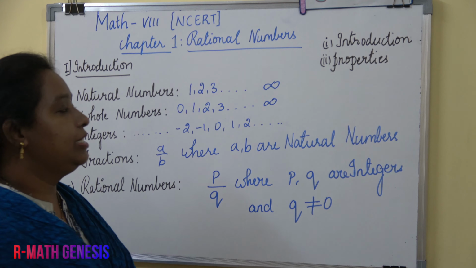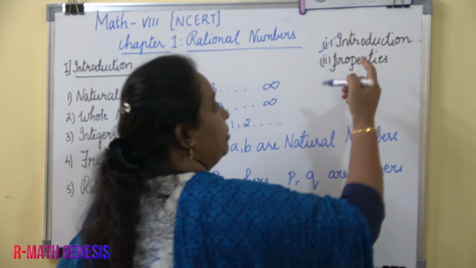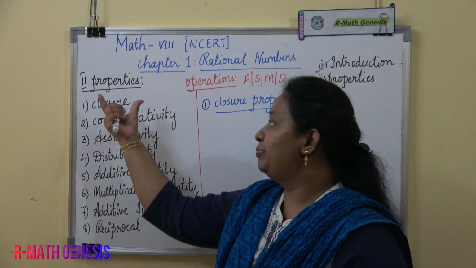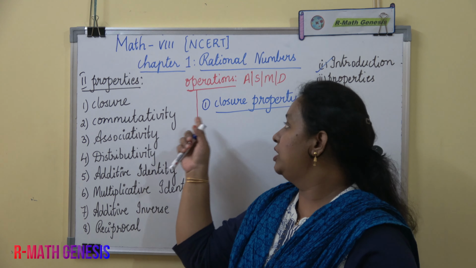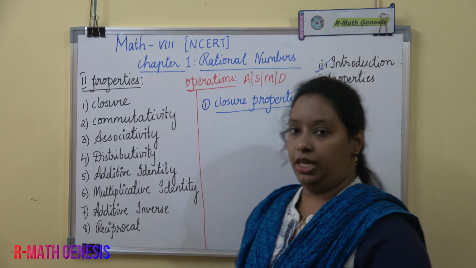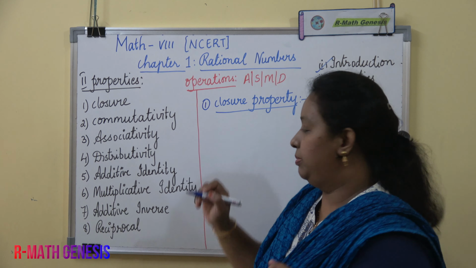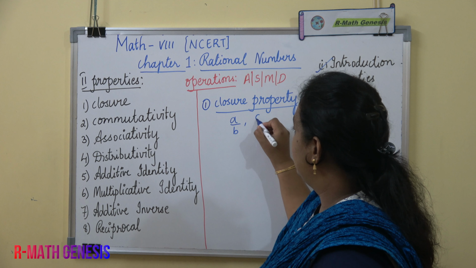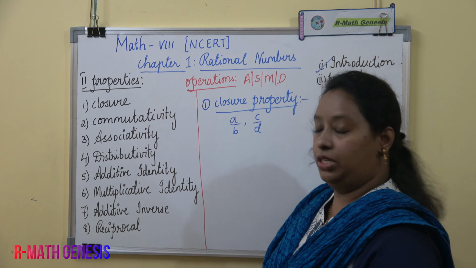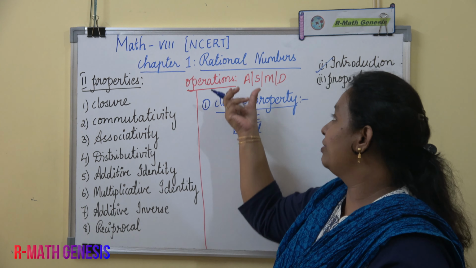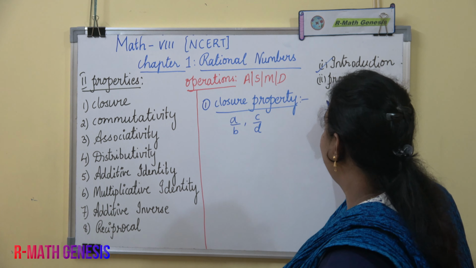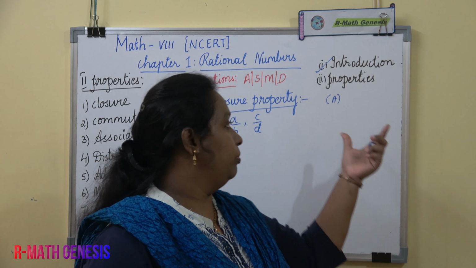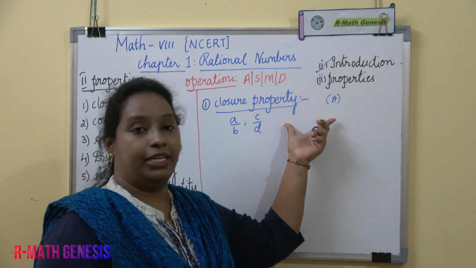Now we will check some of the properties of rational numbers. First one is the closure property. Suppose you take two rational numbers, for example a by b, c by d. In the closure property we have to check all four operations. So we'll start with addition, and check whether the closure property holds for addition or not.